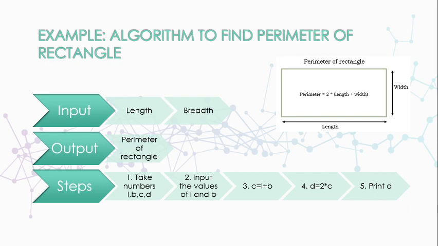Third step, we are going to store the sum of length and breadth, that is L and B, in the variable C. So third step will be C equal to L plus B. In fourth step, we are going to store 2 into C, that is 2 multiplied with C, in D. So fourth step is D equal to 2 into C, and the final step is we are going to print the value of D, which is the perimeter of the rectangle.